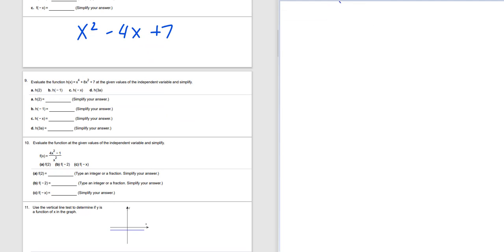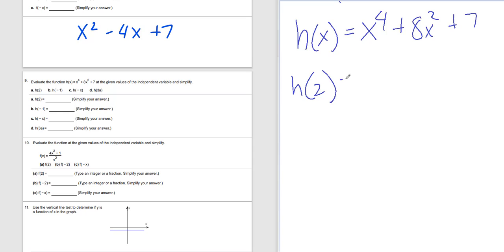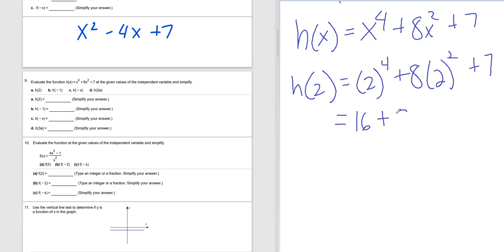Number 9. Evaluate the function h of x equals x to the 4th plus 8x squared plus 7. The first thing they ask us to evaluate the function for is 2. H of 2 would be 2 to the 4th plus 8 times 2 to the 2nd plus 7. And because of order of operations, I have to execute these exponents first. So 2 to the 4th is 16.